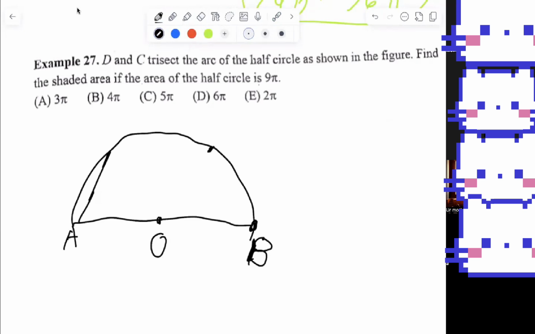D, and this is D in there. Trisect means to split it into three parts of equal length.